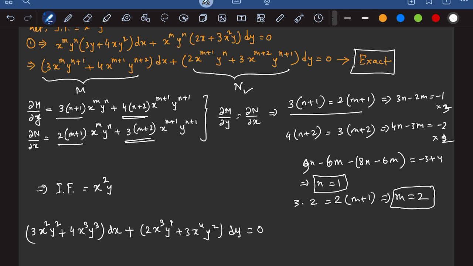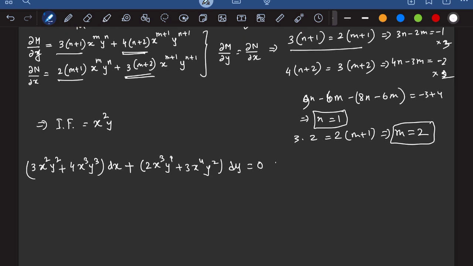If you take x square y common, immediately you will get that previous term. Okay, just see. So this term you are going to get if you take x square y common. So basically x square y is your integrating factor. Now this equation is nothing but an exact equation.